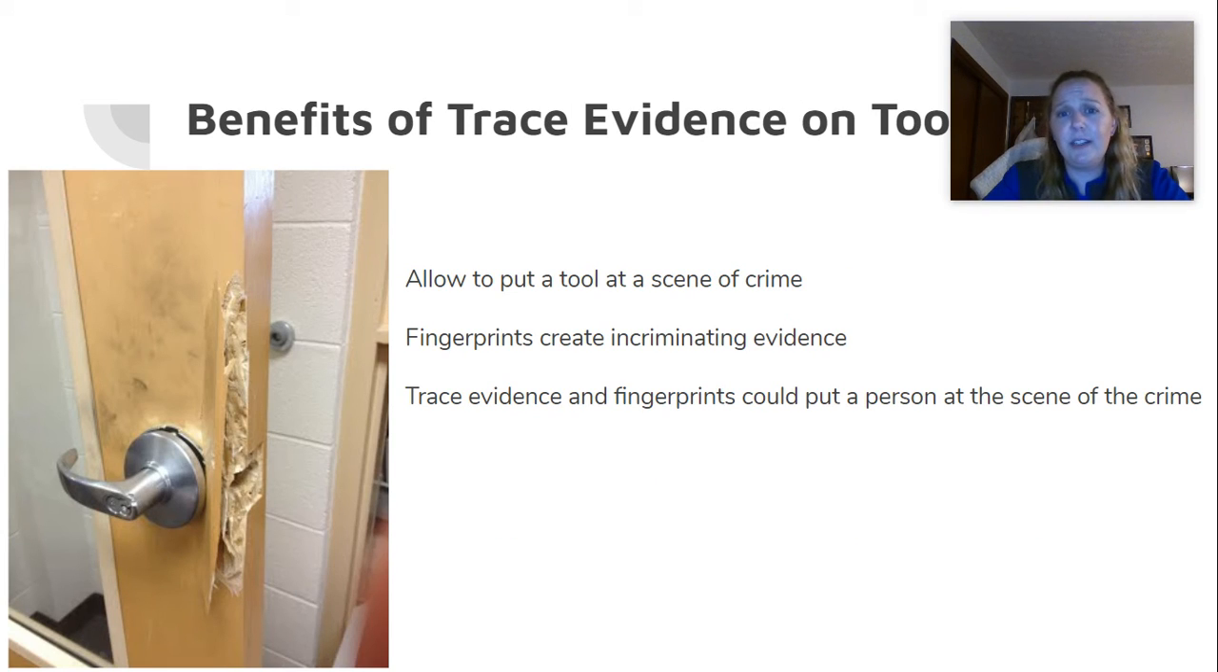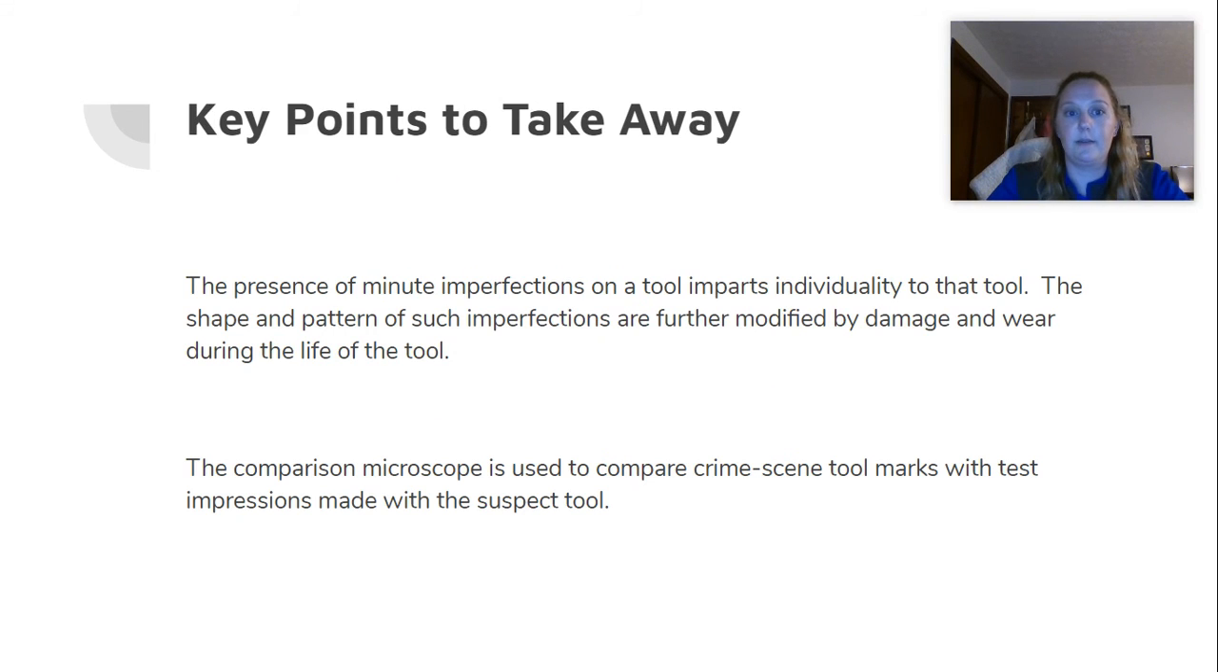There are benefits to evidence found on tool marks, especially that trace evidence. It allows you to put the tool at the scene of a crime, and it may actually put someone, if there are fingerprints or blood, at the scene of a crime as well. This trace evidence and fingerprints could put a person at the scene of a crime, which in turn becomes incriminating evidence. Two key points to take away from all of tool marks.